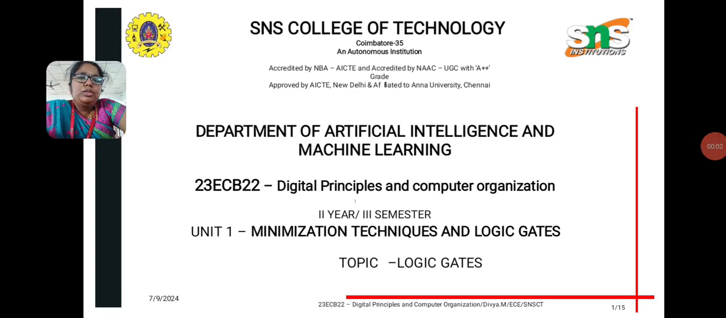Hi, good morning. Today we are going to see about our logic gates, under the unit minimization techniques and logic gates, in the subject Digital Principles and Computer Organization.